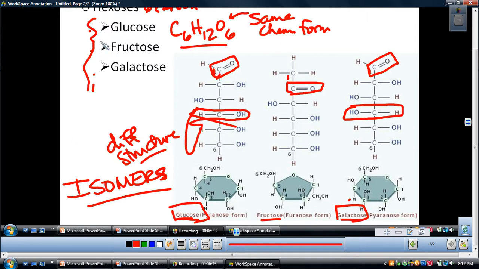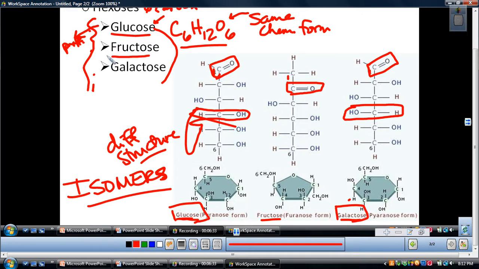Now, in reality and in biology, how are they different? I can tell you glucose is the one that the body prefers. That's the one that supplies cellular respiration, the mitochondria, with that energy source. Glucose is the one we prefer. Glucose is also the one that plants make in photosynthesis. So that one's made by plants.